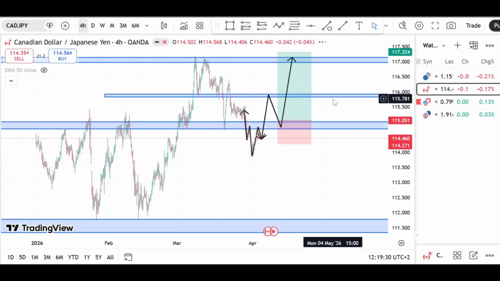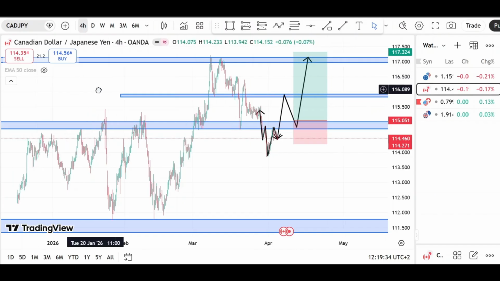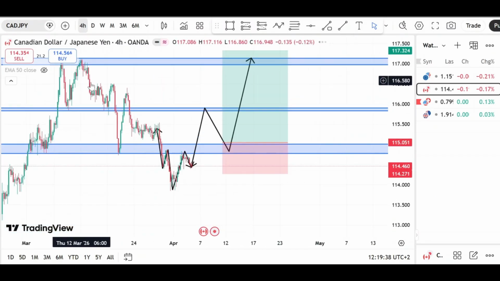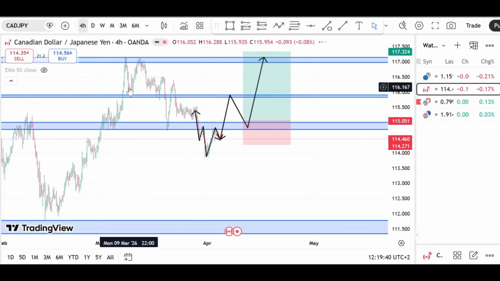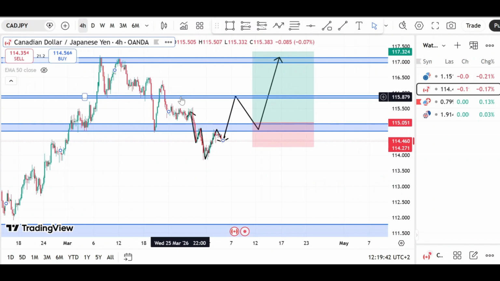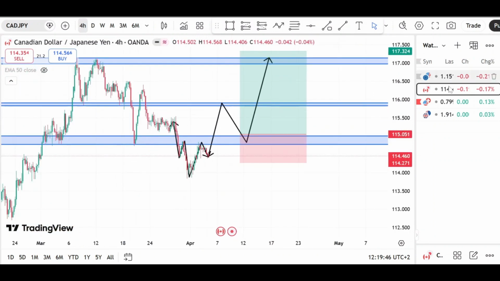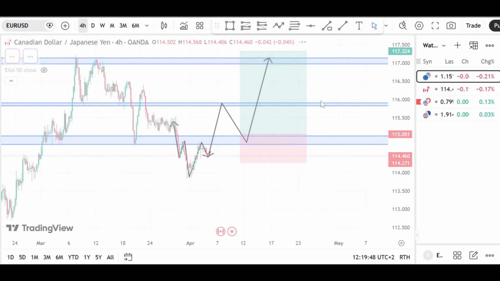Okay, we'll enter from here. Let's try with EUR/USD and see if it can help us. This is CAD JPY in the breakdown, and let's try with EUR/USD.